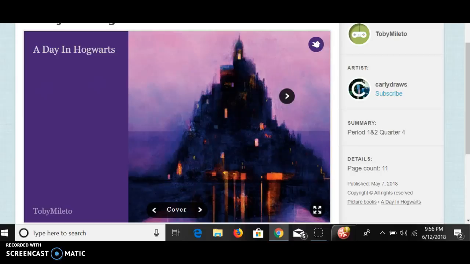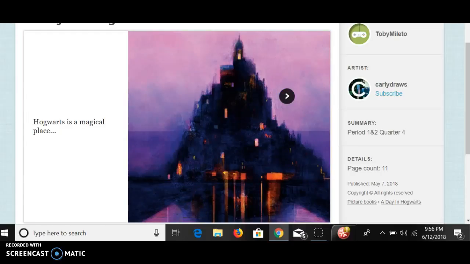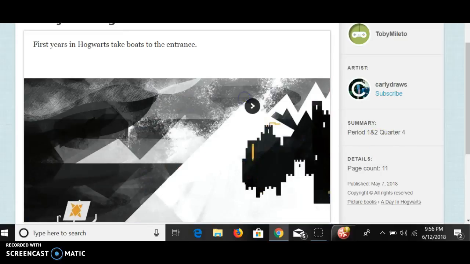So this is a Storybird, and you can see he's got his nice little illustration from the artist. And what struck me the most is the fact that the student's work is very choppy. So when you read it, "Hogwarts is a magical place. First year in Hogwarts, take boats to the entrance." So he's not following the exact directions, which were to create a story with a plot and write in paragraphs.